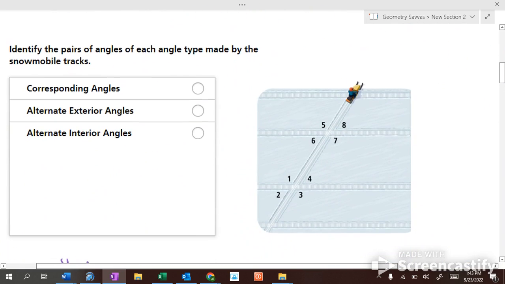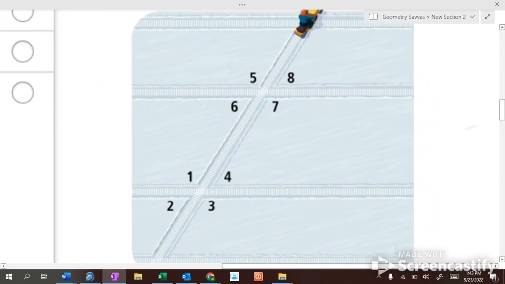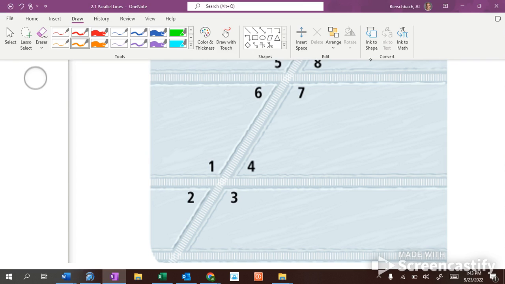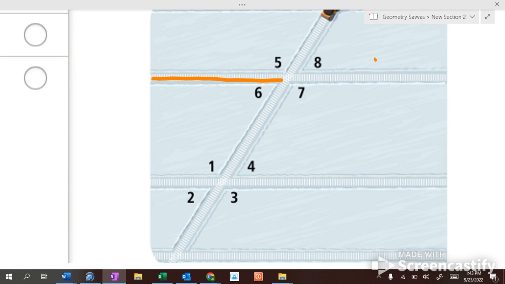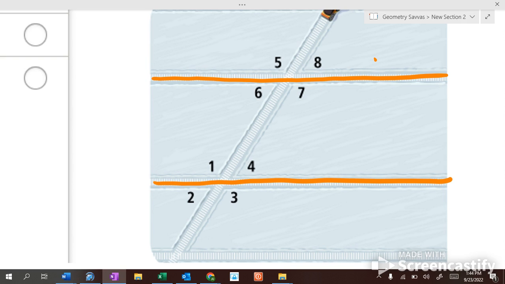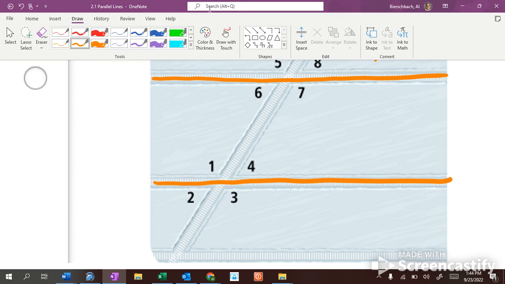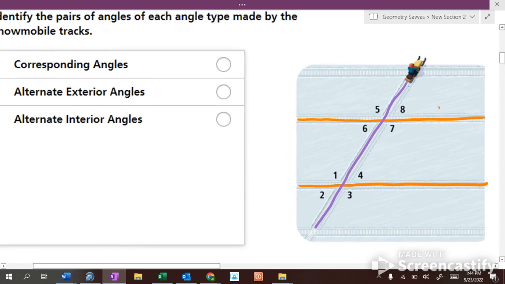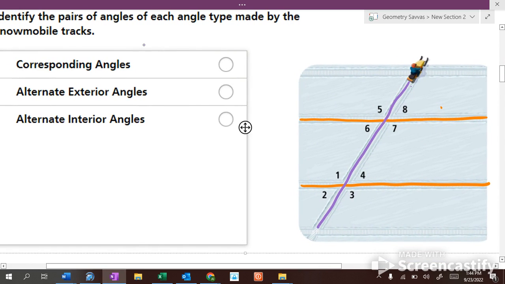All right, so let's look at this picture. Okay, the kid on the snowmobile made a track like this. So we have two parallel lines and a transversal. All right, so let's look at the corresponding angles.